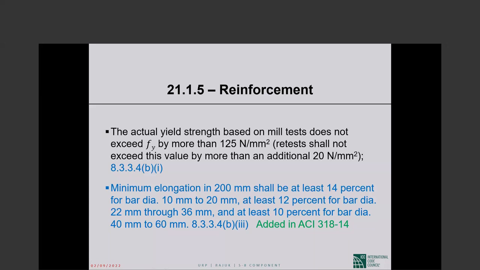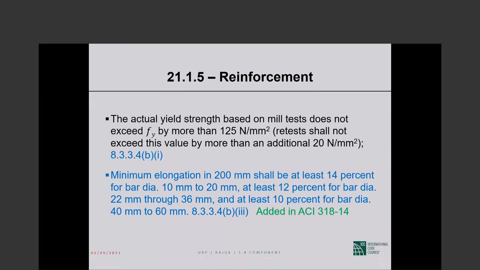So I will say it again, the elongation over an 8-inch gauge length of the A615 bars or the BDS 6935-2 bars shall be the same as the elongation over an 8-inch gauge length of A706 bars. Okay, so that requirement was added to ACI 318 in 2014, but it is in BNBC 2020.